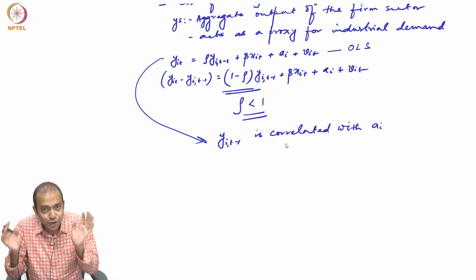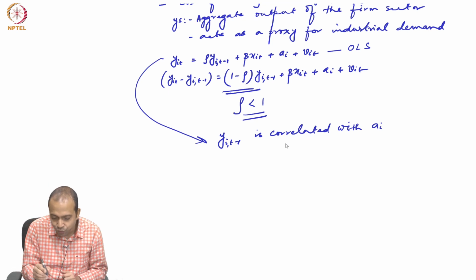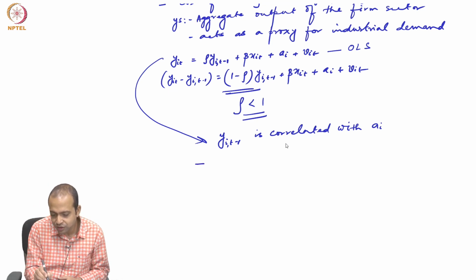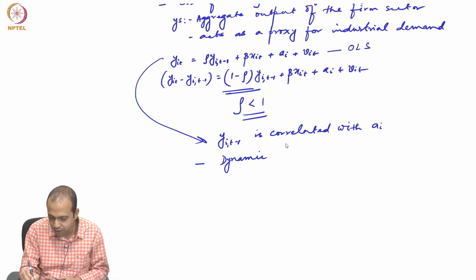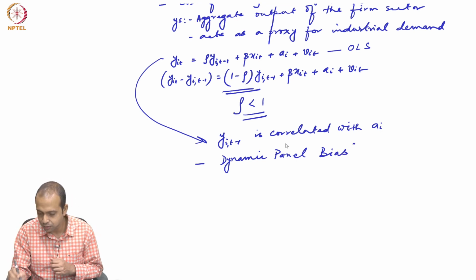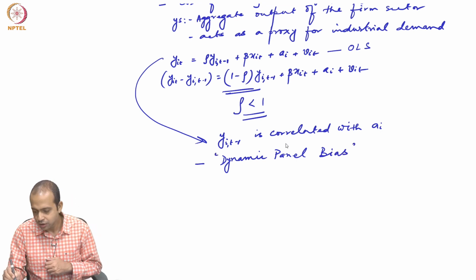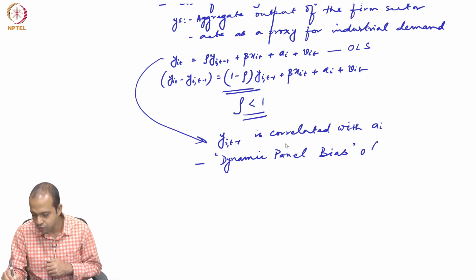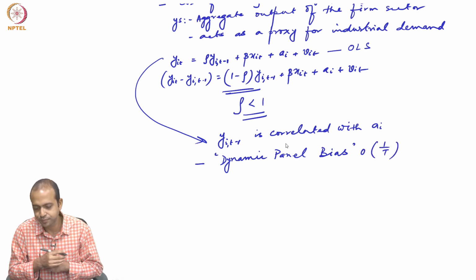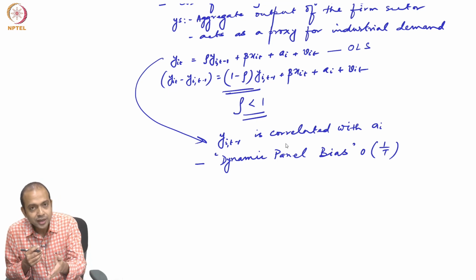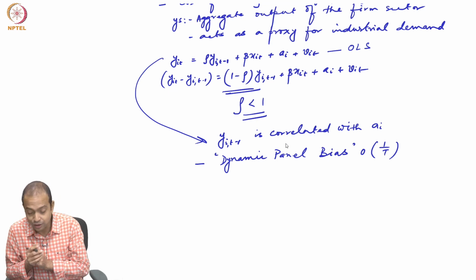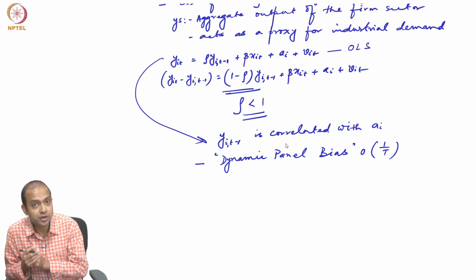OLS is basically ignoring that fact, and when you ignore this correlation, that leads to dynamic panel bias. Dynamic panel bias. You understand what I am saying? Okay. Dynamic panel bias, which is of order 1 by 2, we have discussed. So, my explanatory variable is correlated with the unobserved effect, but OLS is ignoring that fact.